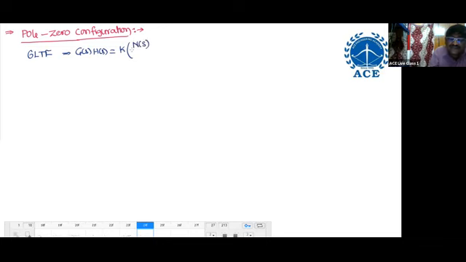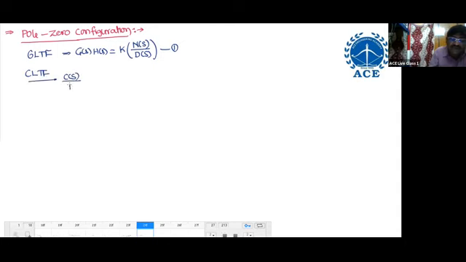Next, pole zero configuration. By using that, we get the statement for the Nyquist stability criterion. The open loop transfer function G(s)H(s) equal to K into N(s) by D(s). So this is equation number 1.